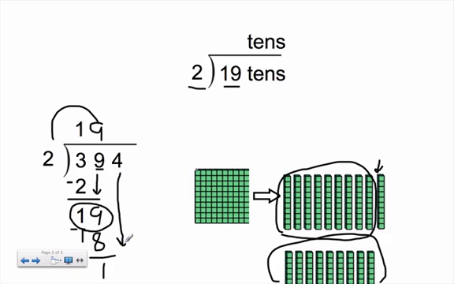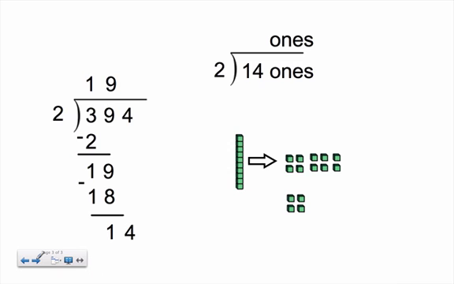When I bring down the ones place, I see that I have 14 ones. I'm left with 14 ones. I know this because I started with 4. But I had 1 ten left over from the tens place, and I can't forget about it, so I broke it up into 10 ones. If I add those 10 ones to the 4 that I already had, now I have 14 ones to divide up. I ask myself the question I asked in all the other places.